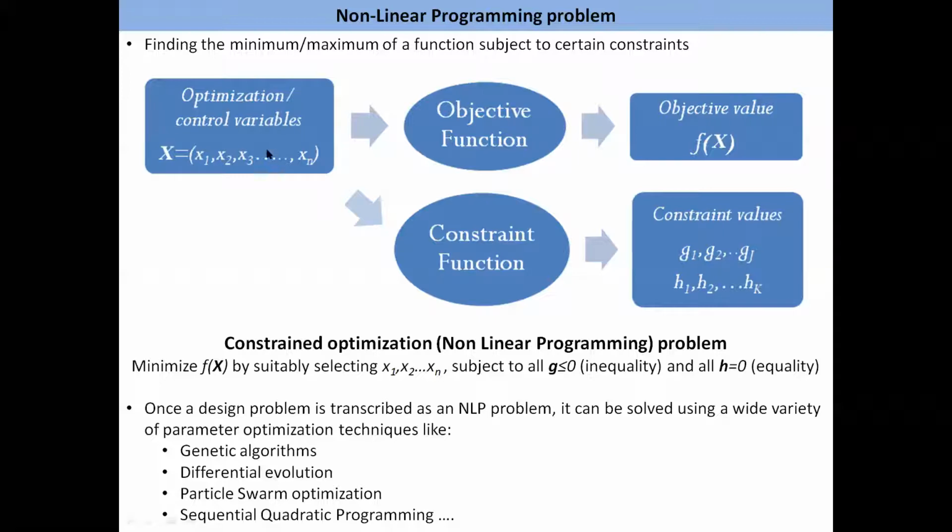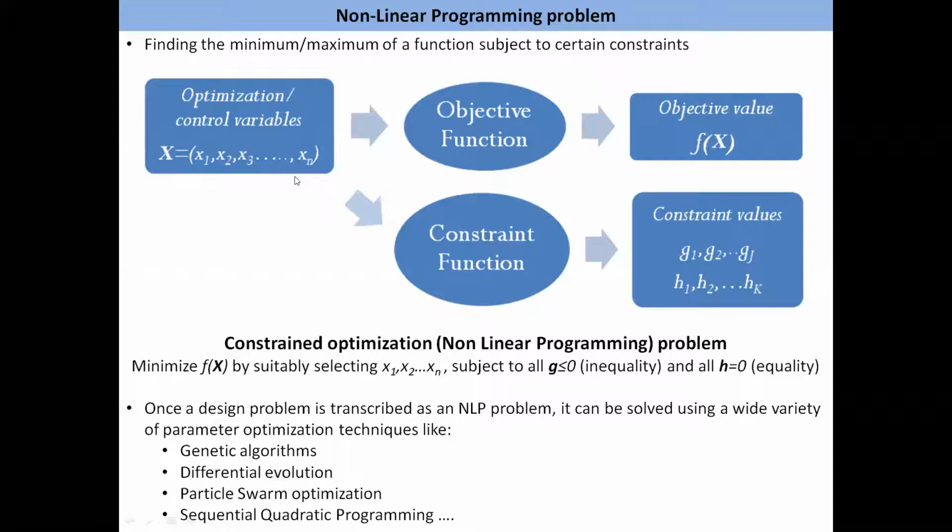Say you have a certain set of control variables, say x1 to xn, and there is an objective function and a constraint function. Based on the values of these control variables, you have an objective value, and also based on these control variables, you have a set of constraint values. Now, the constrained optimization or nonlinear programming problem can be stated formally as: minimize the objective function by suitably selecting the appropriate values for x1, x2 up to xn, subject to all these constraints. They may be equality constraints or they may be inequality constraints. Now, this is the nonlinear programming problem.